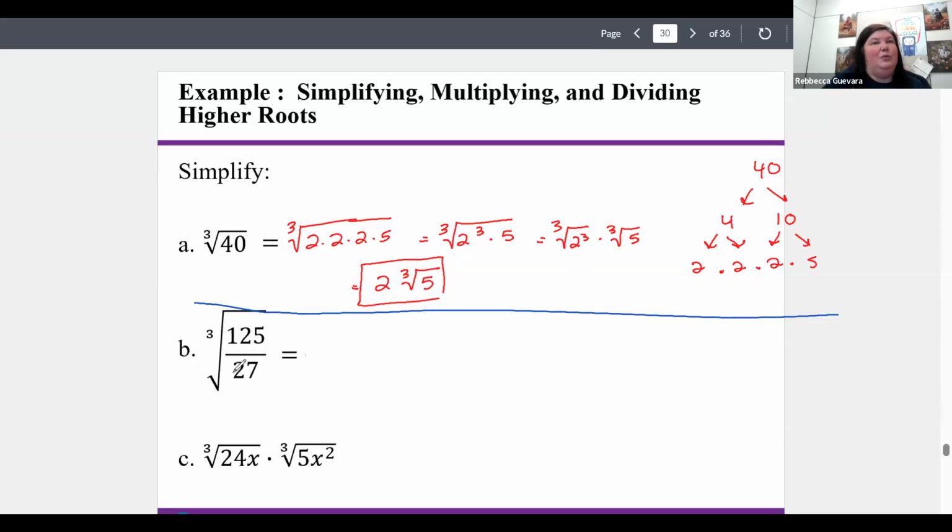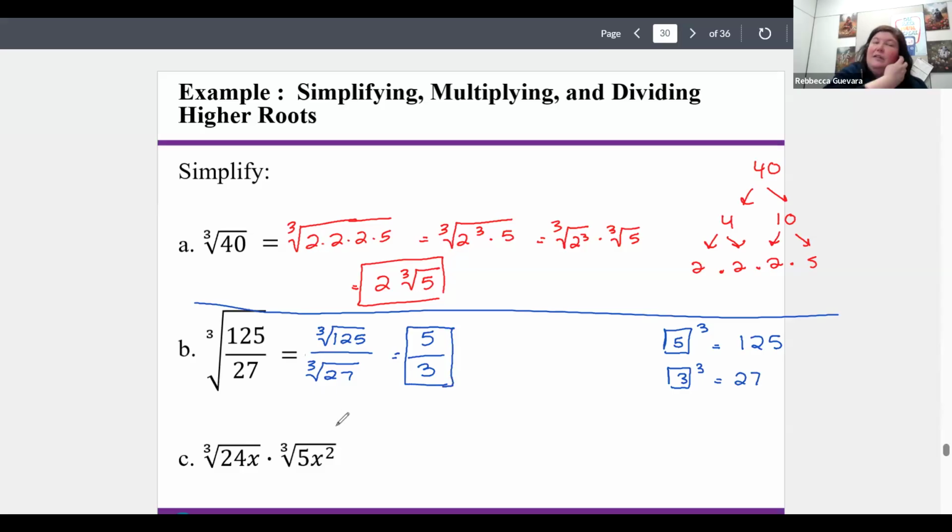So here I have 125 over 27. We're doing a cube root. So we can break that up into a cubed root of 125 over the cubed root of 27. This one's a little easier because the number I need to cube to get 125 is just 5, and the number I need to cube to get 27 is just 3. So the cube root of 125 is just 5, and the cube root of 27 is just 3. And now we've simplified it.